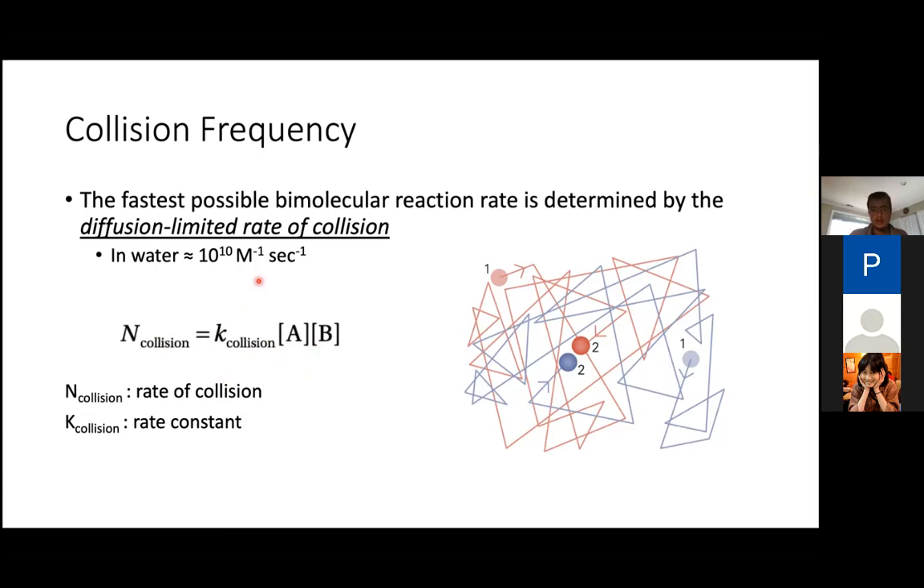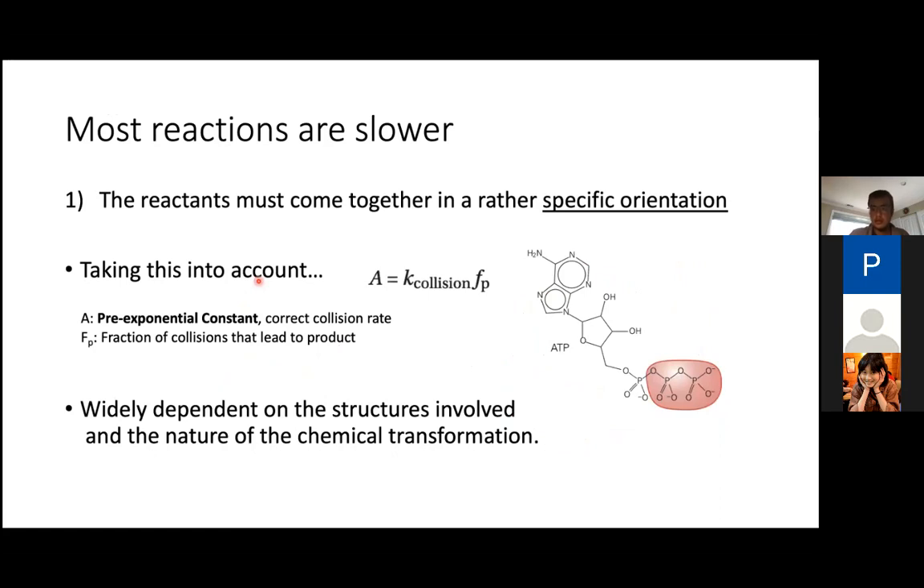So why is that? Well, one reason that these reactions are actually slower and are not limited by diffusion is the fact that the reactants have to come together in a specific orientation. So it's not just if A and B come together, the product is produced. They have to come together and collide in specific parts for A and B to actually produce C. So to take this into account, we can multiply the k collision, which can be diffusion limited, by the fraction of the collisions that actually lead to a product.